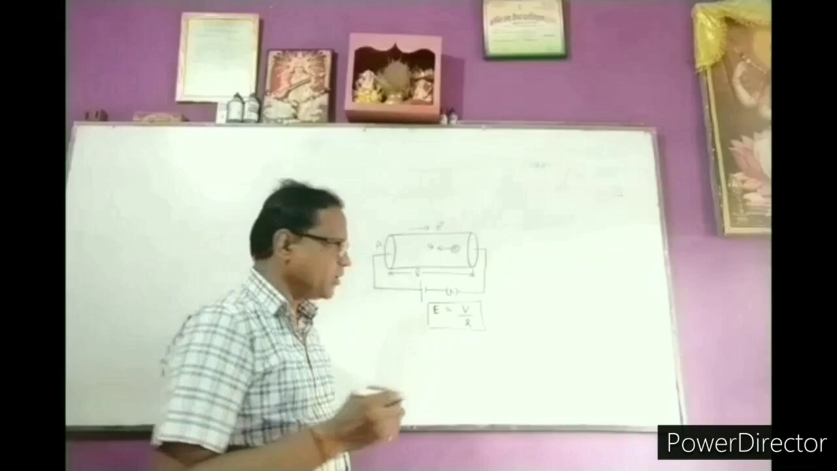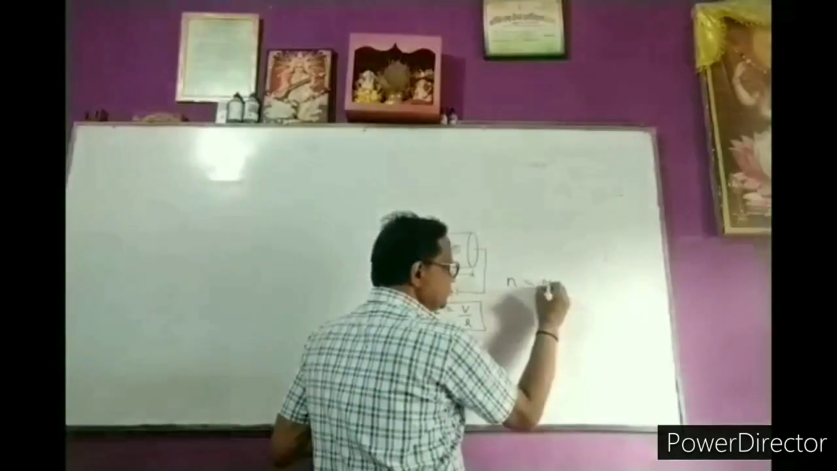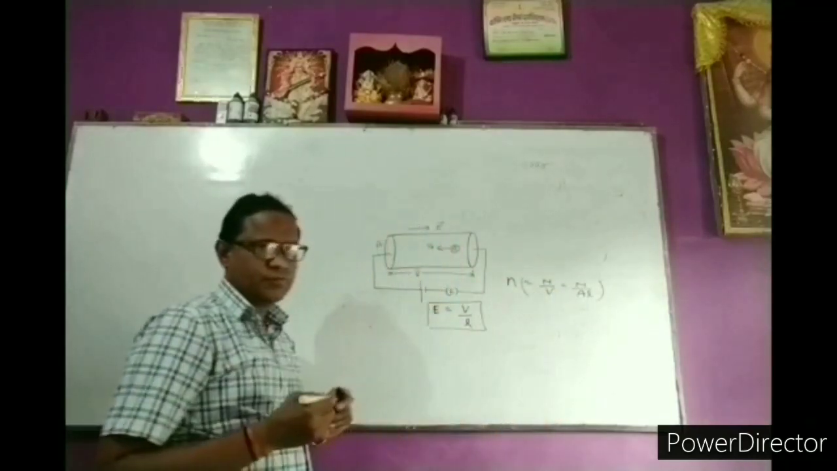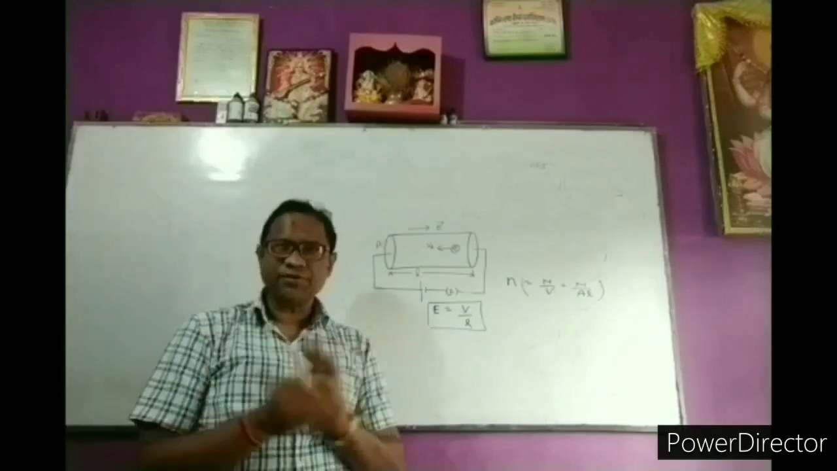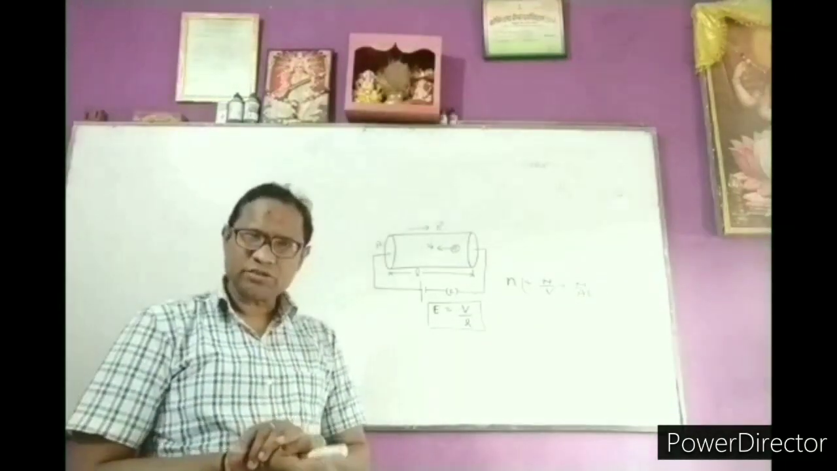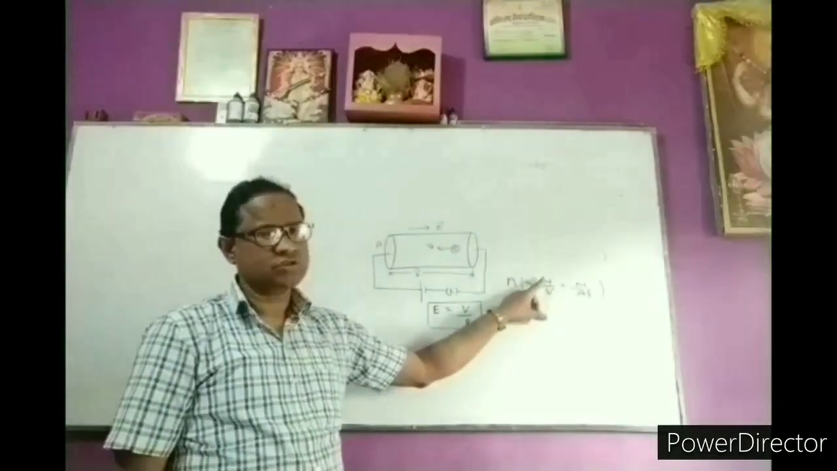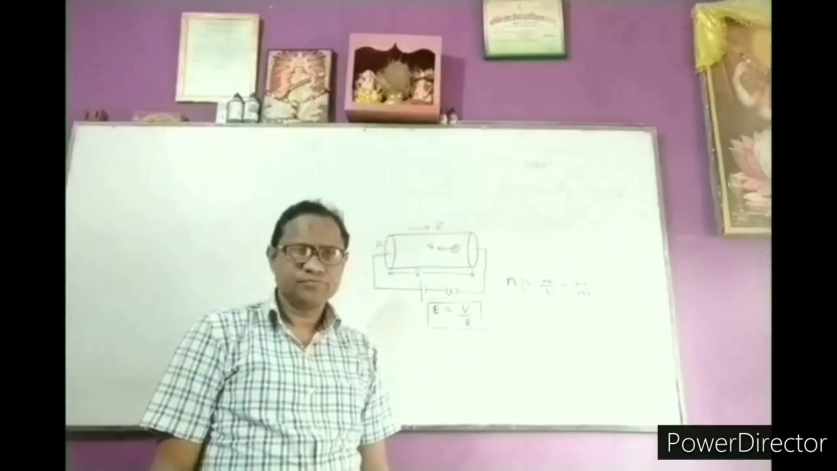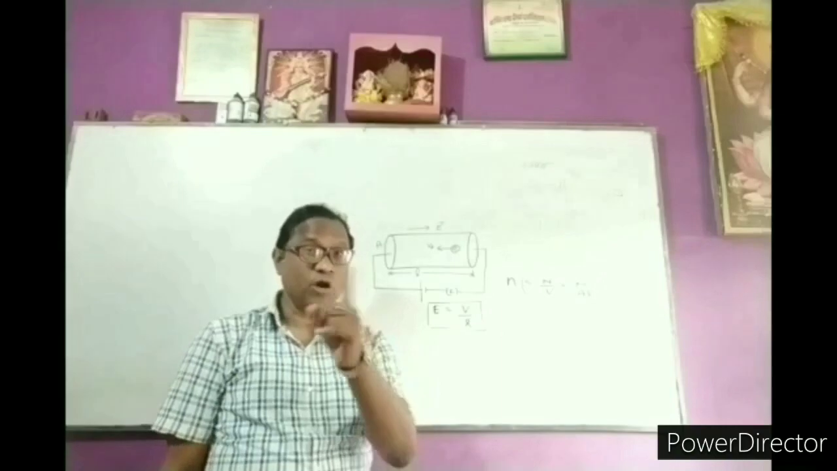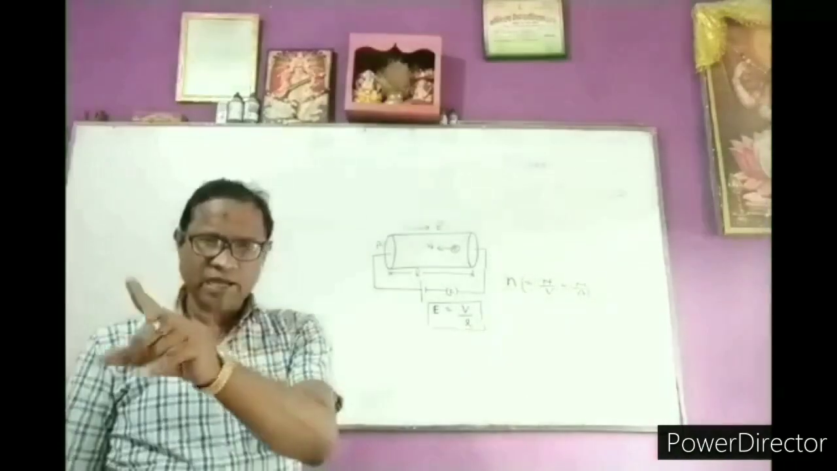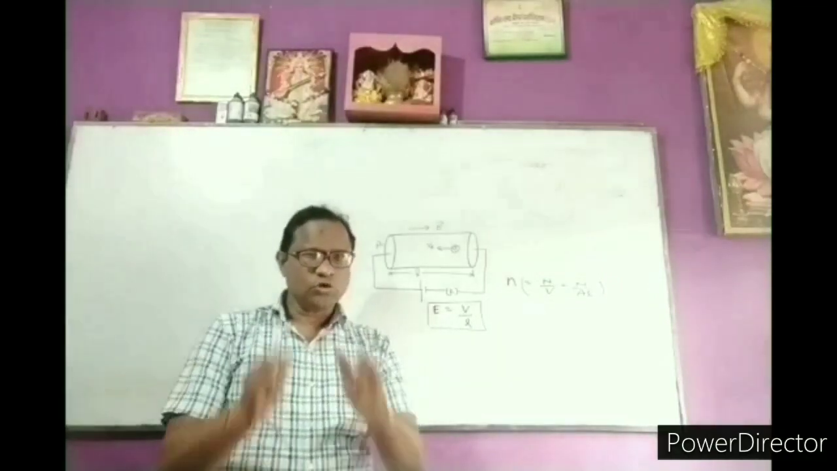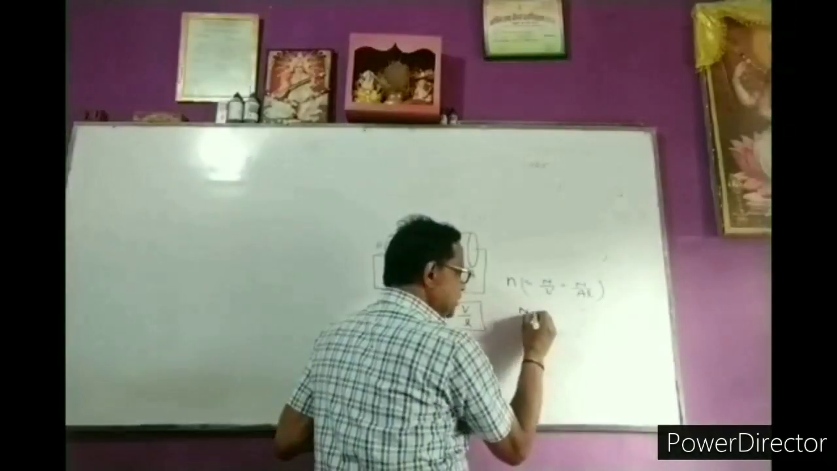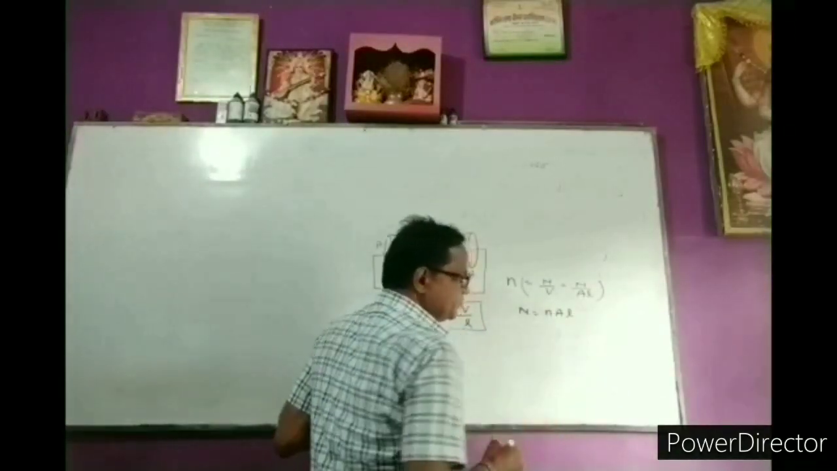If small n is the number density, that is the number of electrons per unit volume of the conductor. The number of electrons per volume is called the number density of electrons. So the total number of electrons in the conductor, from this formula, N is equal to nAL.